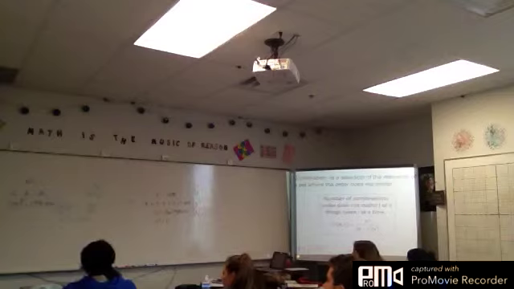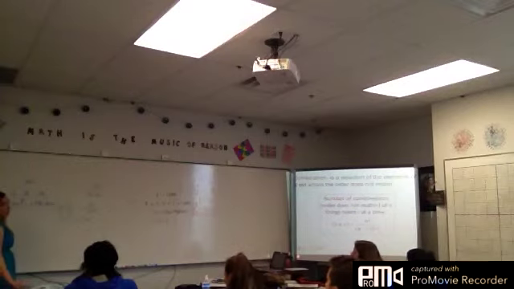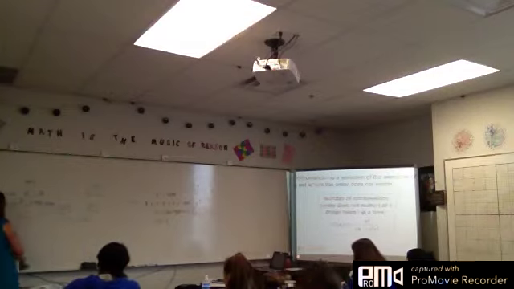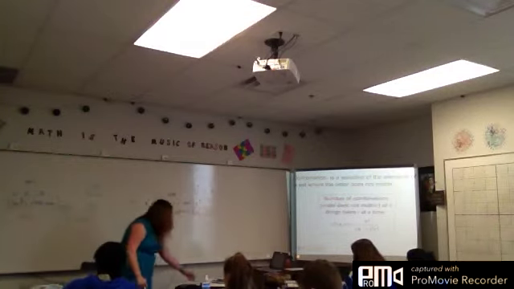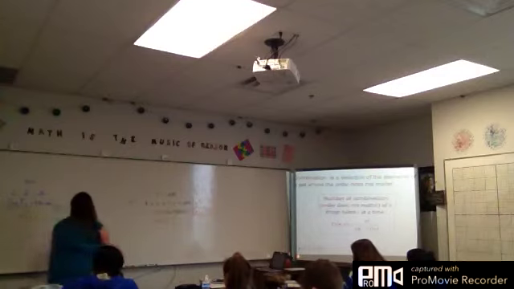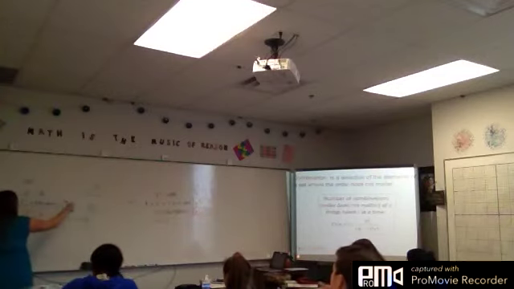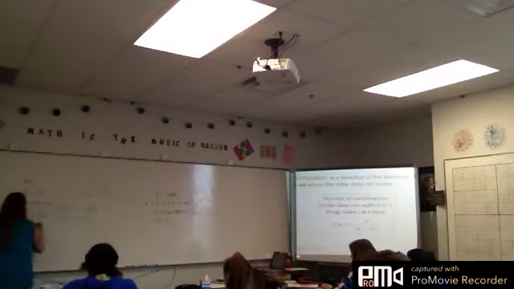What's your overall total? You have 4 total cards to choose from, right? And how many cards do you want in the end? 2. So how would I set that up as a combination? 4C2. What do you get? I said 2C4. You were close. You get 6.